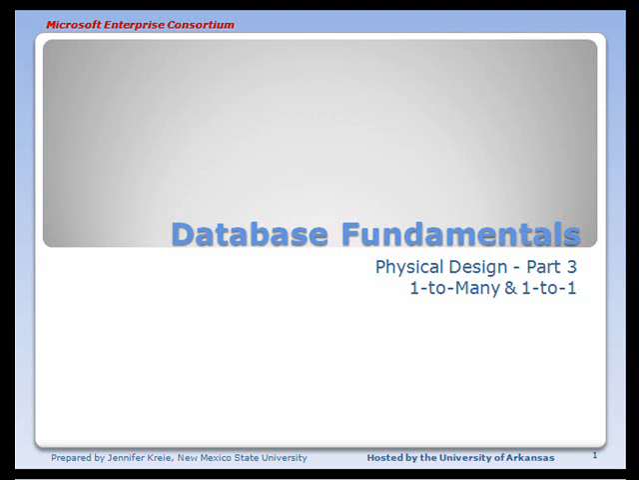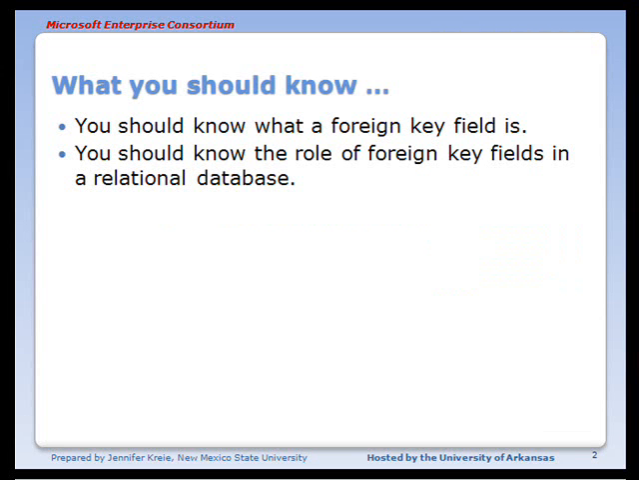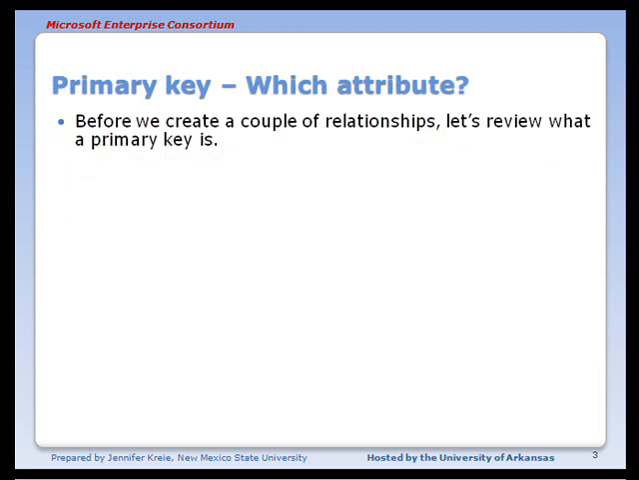In this presentation of the Database Fundamentals series, we will look at a unary one-to-many relationship and a one-to-one, and how to implement those in a database. Before you look at this presentation, you should already know about foreign keys and their role in the relational database. If you don't know, then you should look at some earlier presentations.